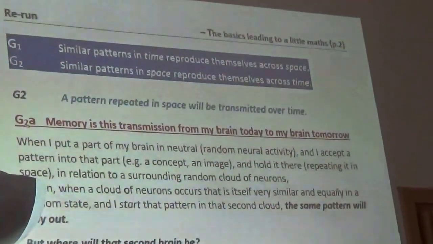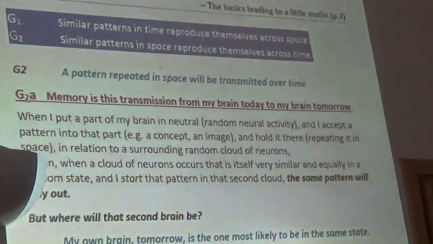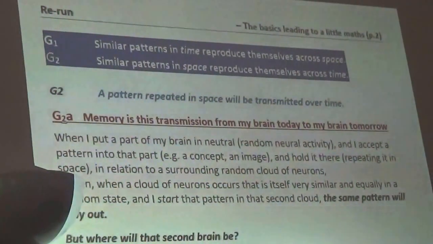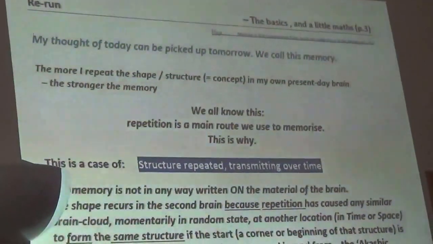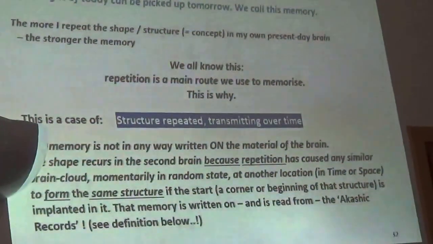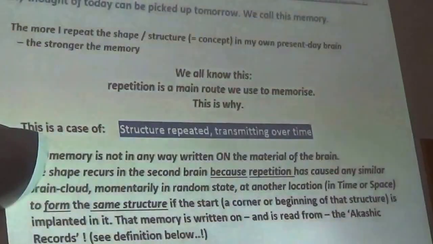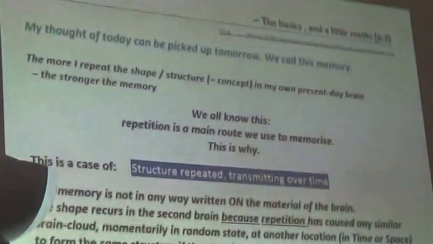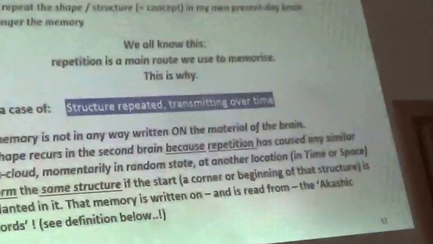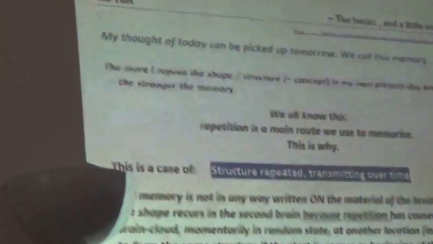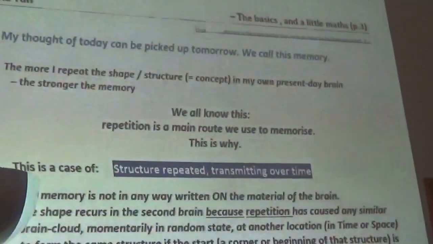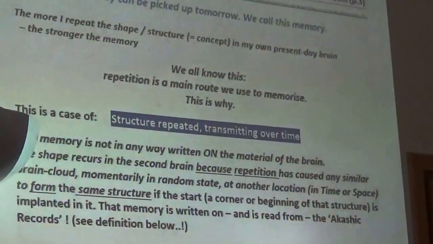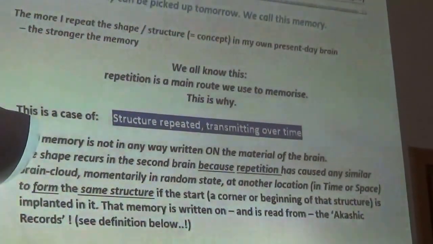The purpose of writing this was to think about how one might construct a mathematical way of describing degrees of similarity. The more I repeat the shape, the structure, the concept in my own present-day brain, the stronger the memory. We all know this. We use repetition as one of our main routes to memorize. And this, theoretically, would be why: a case of structure, repeated, transmitting over time.